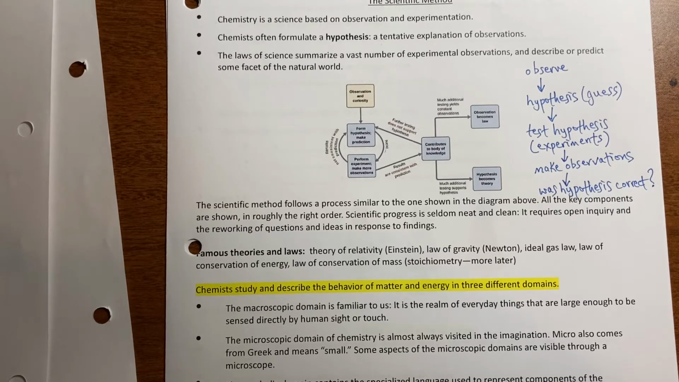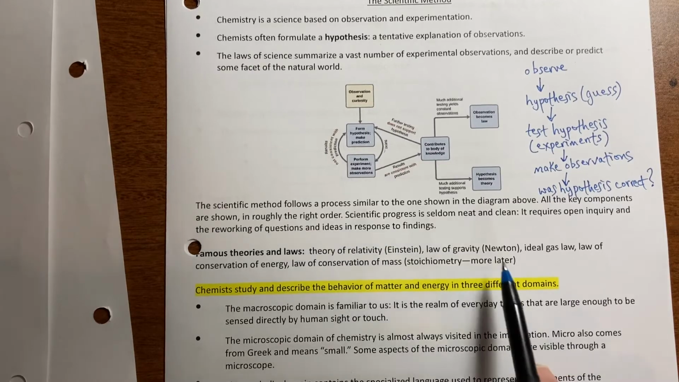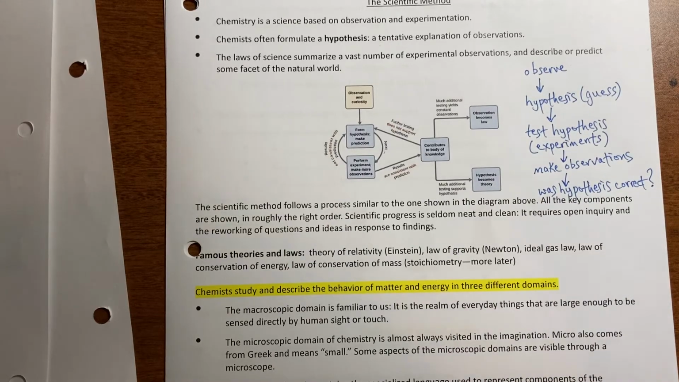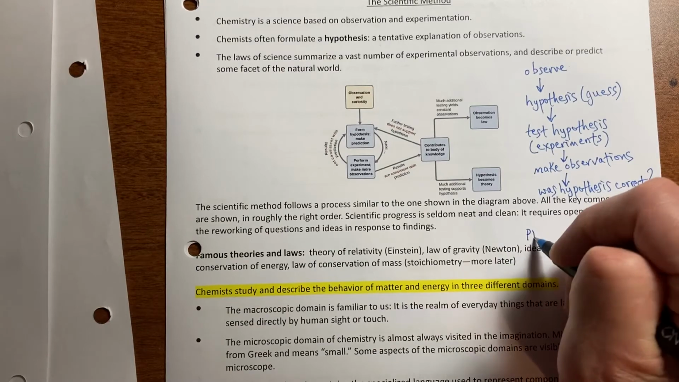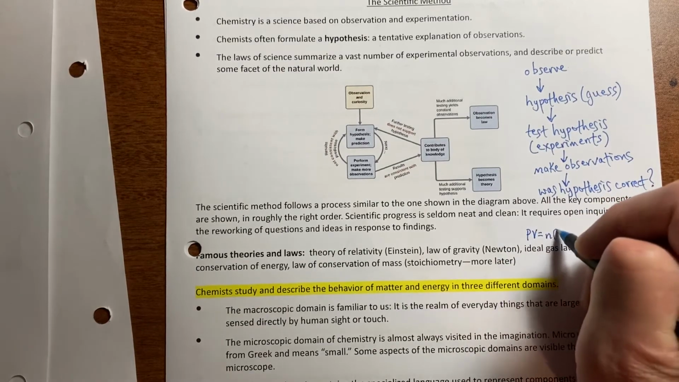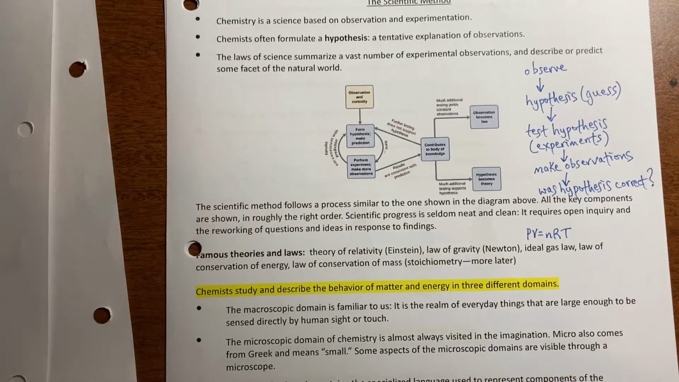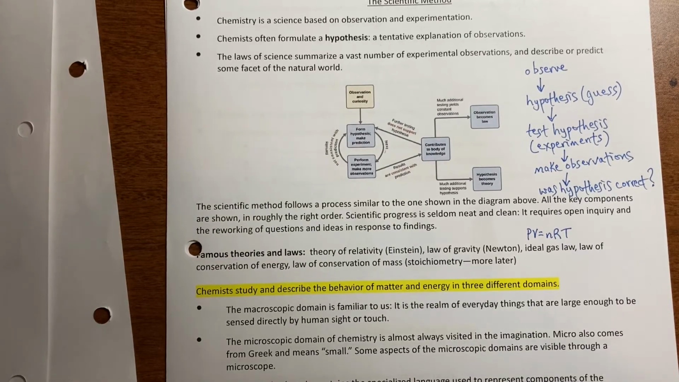I know a lot of laws: the law of gravity, explained by Isaac Newton, and the ideal gas law. The best way I can explain these is that the ideal gas law and the law of gravity are equations. The ideal gas law, which we'll talk about this semester, looks like this: PV equals nRT, relating pressure, volume, and temperature of a gas. The law of gravity is somewhat complicated. That's more of a physics equation that we don't really use in chemistry.